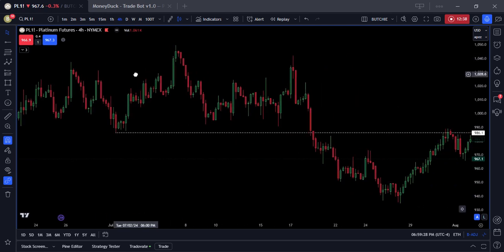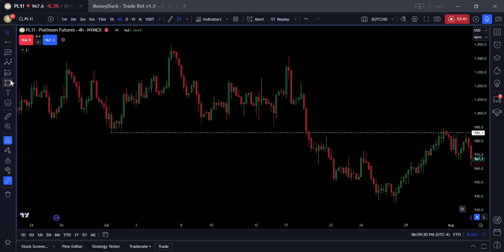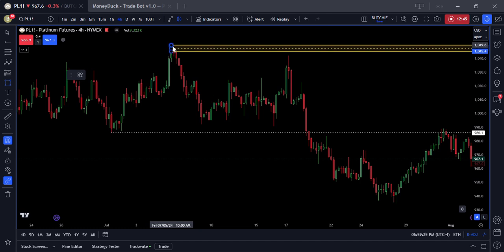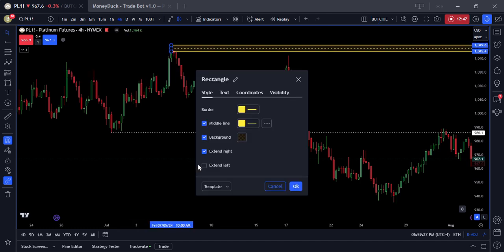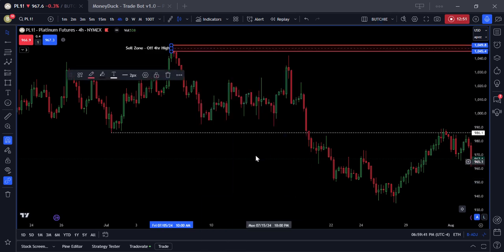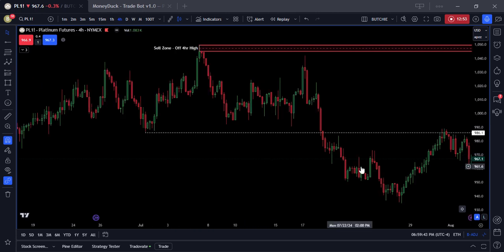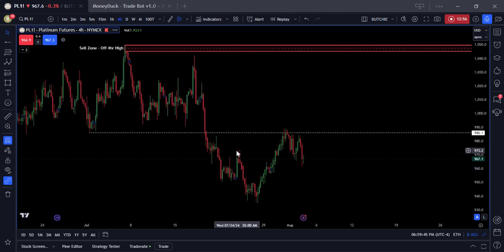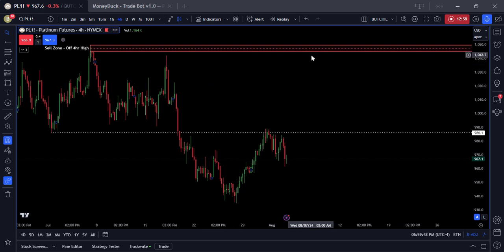So what I'll do is use that high. I'm going to take this little tool and I'm going to come in from the bottom of the wick to the top. And then I'm actually going to color that as a sell zone. So what we would look for the platinum to do is if it's pulling up to that zone, look what it did here. It pulled up to that zone and turned before it.